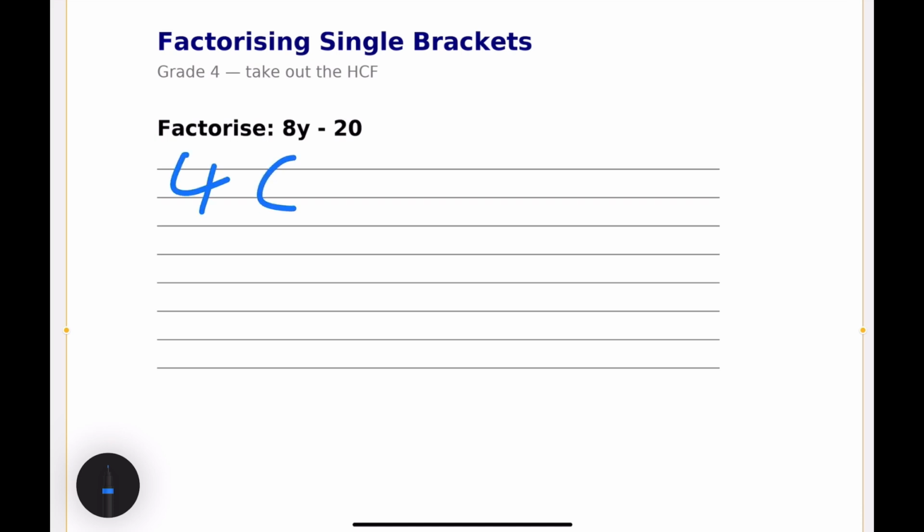So 8y divided by 4 would be 2y, and negative 20 divided by 4 would be negative 5. So let's expand this out to check it. It'd be 8y minus 20. So yes, the answer is correct.